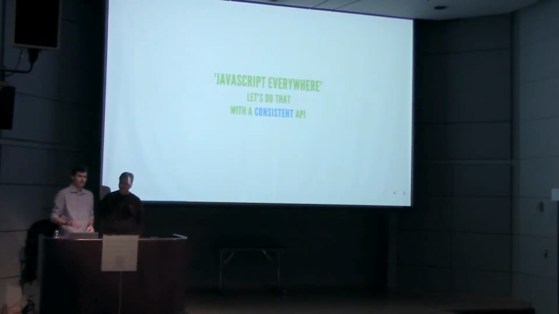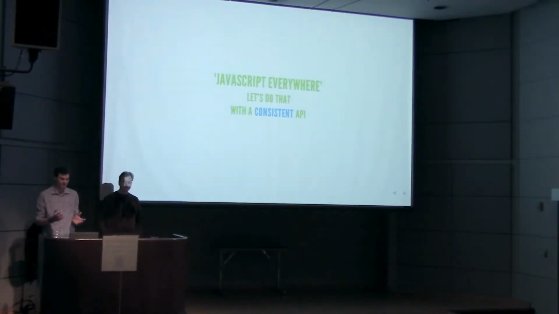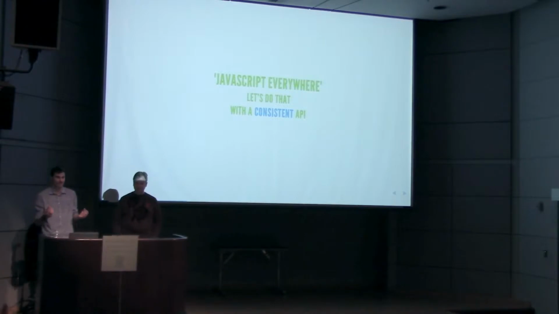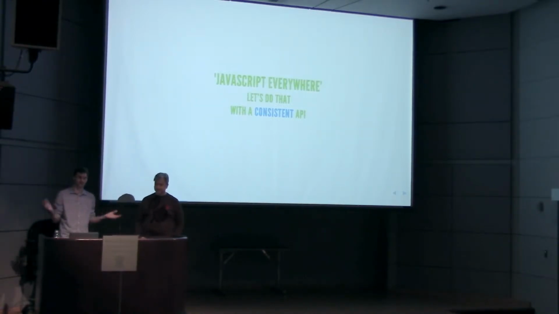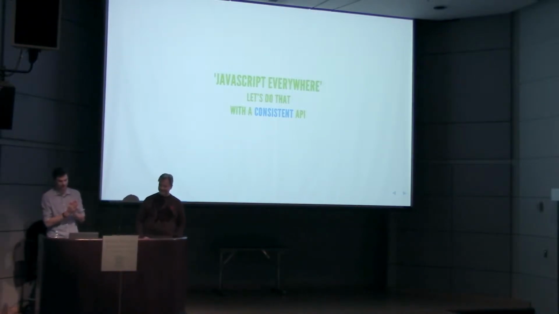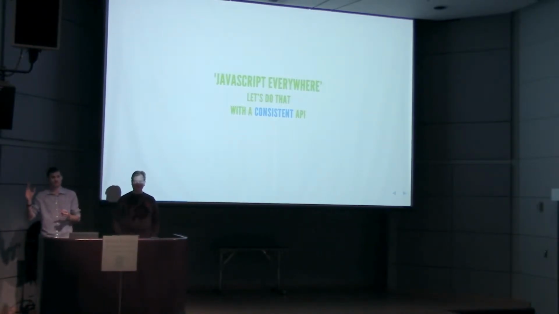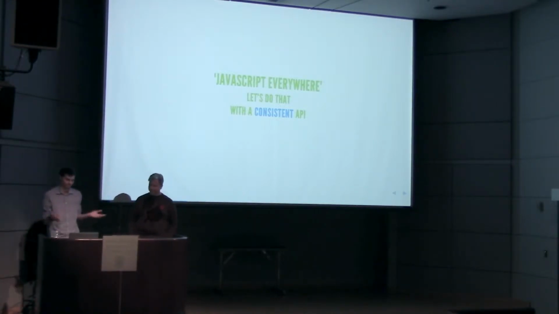So there's this JavaScript everywhere promise, where you can write the same code once, run it on your client, run it on your server, and everything is happy and everyone holds hands and has a great time. But without a consistent API, that makes it really hard. You can write functionality, but you can't actually do your data modeling.